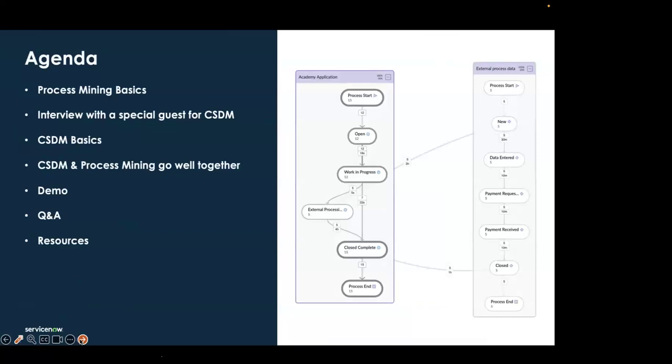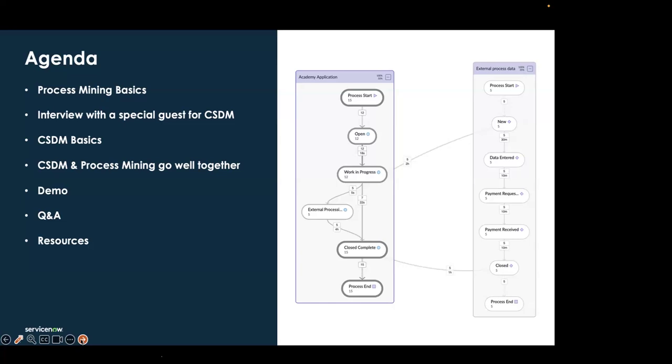Today's agenda: I'll start with process mining basics, because some of you are here for the first time and I want to make sure that you know what process mining is. Then we have a very special guest today for CSDM. He's come all the way to us from Texas in the Americas, and I want to offer this opportunity to our audience to pick his brains on the Common Service Data Model. He'll explain to us what CSDM is, the basics.